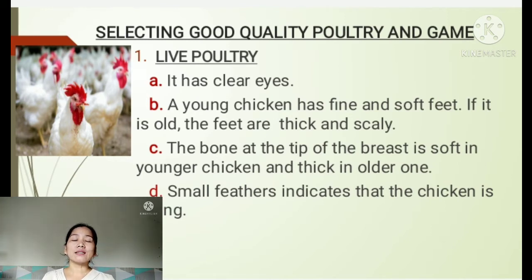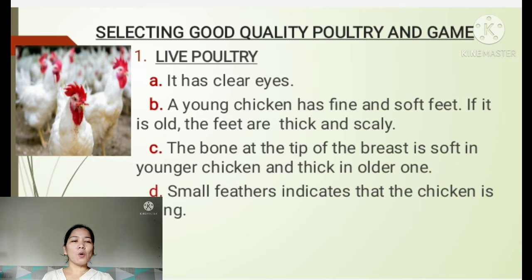Letter A, it has clear eyes. Dapat malinaw ang mata. Okay, letter B, a young chicken has fine and soft feet. If it is old, the feet are thick and scaly. Kapag bata ang manok, ito daw ay may pino at malambot na paa. Kapag ang manok ay nagkakaedad na, ang feet ay makapal at saka scaly o maraming kaliskis. So, makikita mo yung kaliskis ng manok sa legs ng manok doon sa baba. Kapag maraming kaliskis, ibig sabihin ang manok ay may edad na.